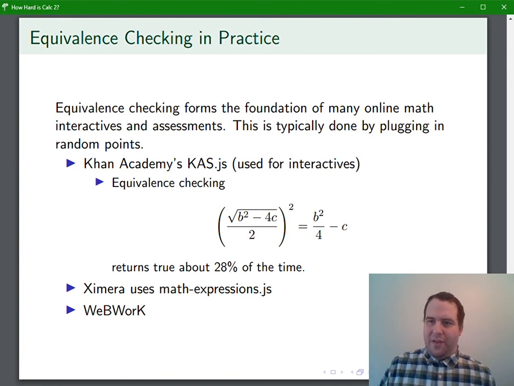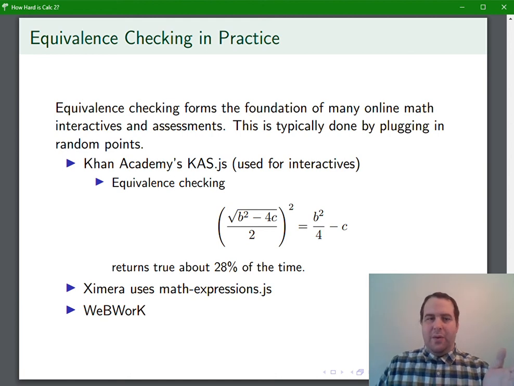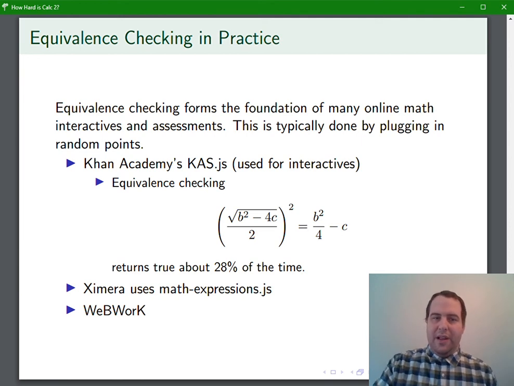Yeah, so it's a clever thing, right? If we were trying to do some sort of algorithmic, symbolic equivalence checking, then we would get a bunch of false negatives instead of false positives, and we don't want that for these online homework systems. So really quite clever.